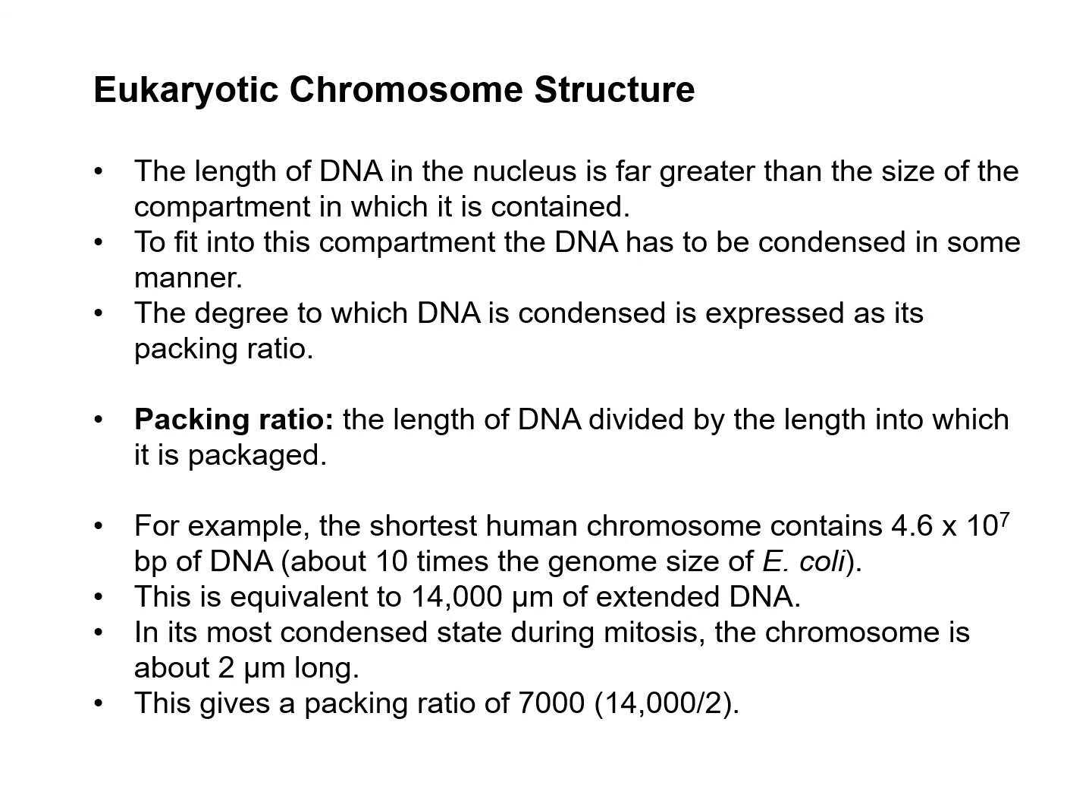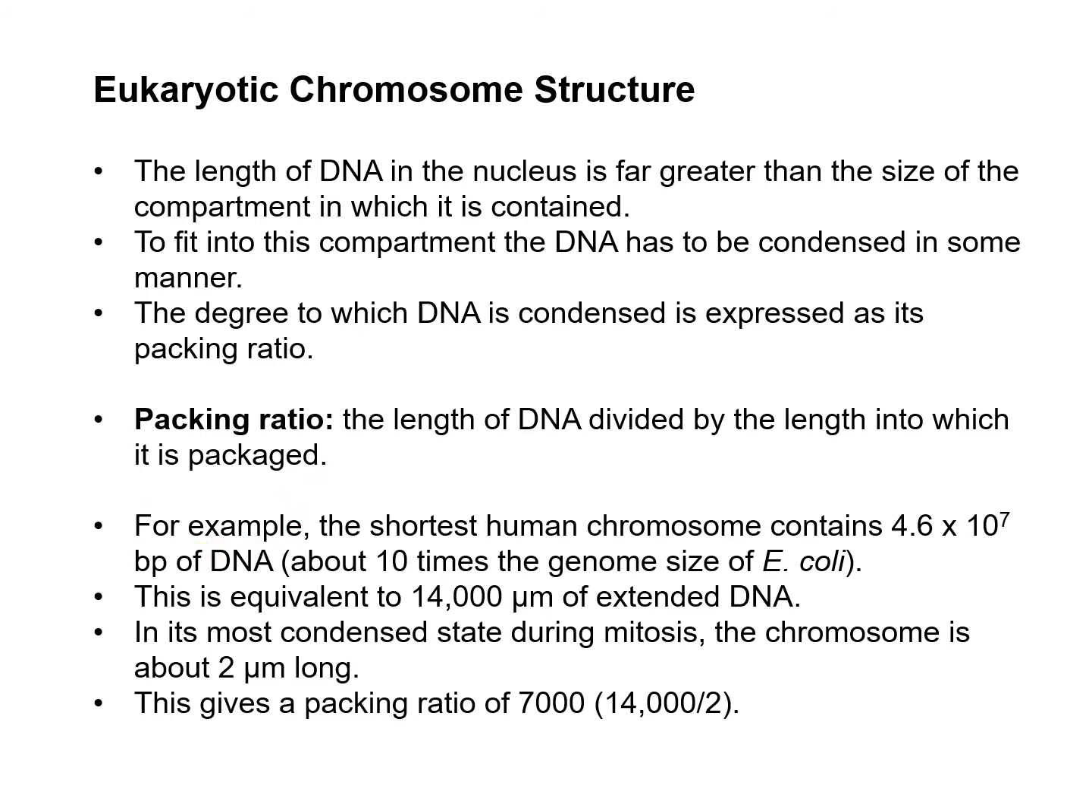Let's talk more about eukaryotic chromosome structures. The length of DNA in the nucleus is far greater than the size of the compartment in which it is contained, as we discussed in earlier slides. To fit into this compartment, the DNA has to be condensed in some manner, such as supercoiling. The degree to which DNA is condensed is expressed as its packing ratio, where the packing ratio is the length of DNA divided by the length into which it is packaged. So let's take a look at an example here.